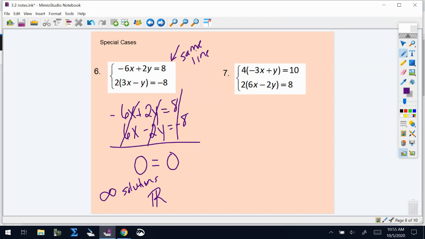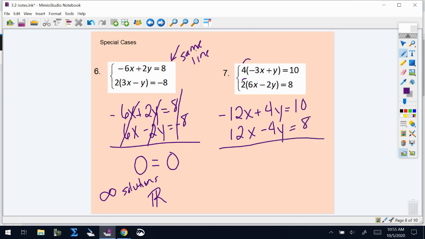So now with the next one, I'm going to distribute a lot here. I'm going to distribute the 4 through and then the 2 through. So when I distribute the 4 through, I get negative 12x plus 4y equals 10. And then when I distribute in the bottom one, I'll get positive 12x, negative 4y equals 8. Couple things that you should notice. First of all is we don't have any extra work here. Things are already ready to eliminate. Second thing you should notice is all of your x's eliminate, all of your y's eliminate, but your constants don't.